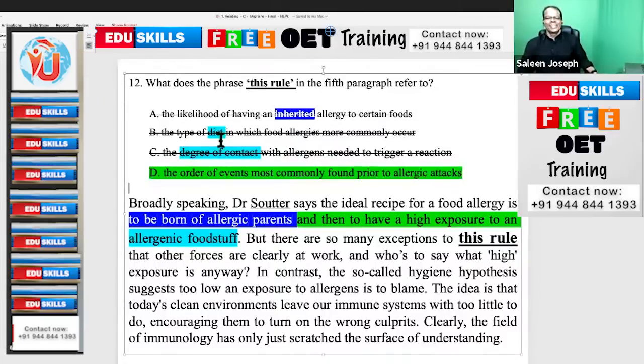The fourth one: what is the order of events most commonly found prior to allergic attacks? The first event is that your parents should be allergic to food, highly allergic to foodstuffs. And secondly, to have a high exposure to allergic foodstuffs. "Order" shows first, second, and then. So this is the order of events most commonly found prior to allergic attacks. Wonderful.